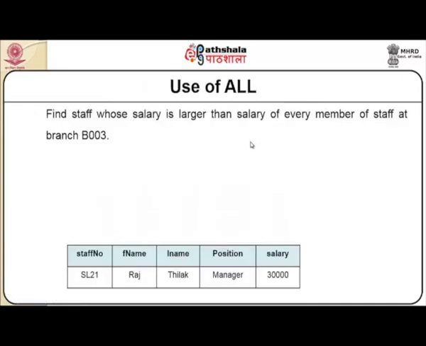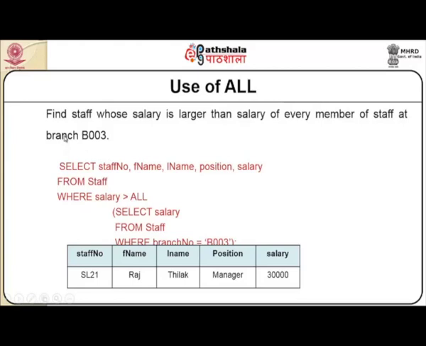Now we look at the use of the ALL operator. Find staff whose salary is greater than the salary of every member of staff at branch B003. So anybody who holds a salary greater than that of every staff member at branch B003. Select staff number, first name, last name, position, salary from the staff table, where salary is greater than ALL, with a nested subquery: select salary from staff where branch number is equal to B003. So the resultant is this.